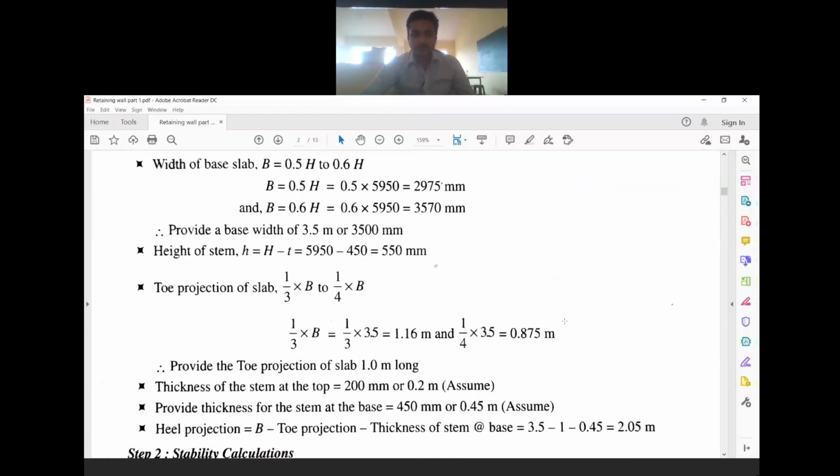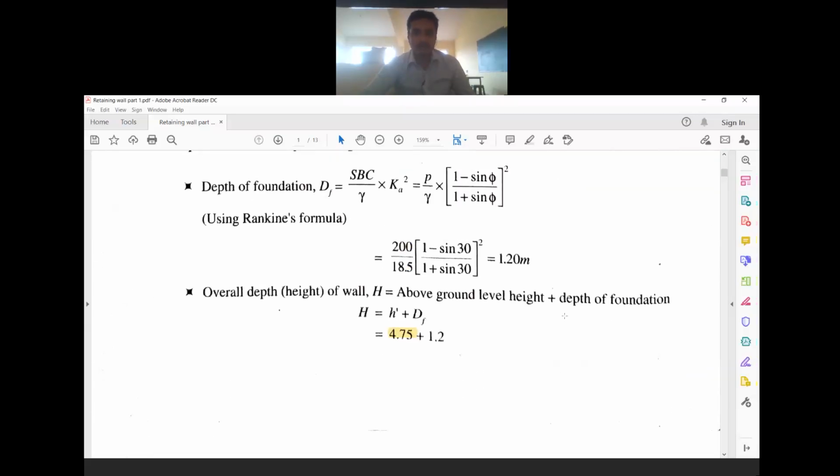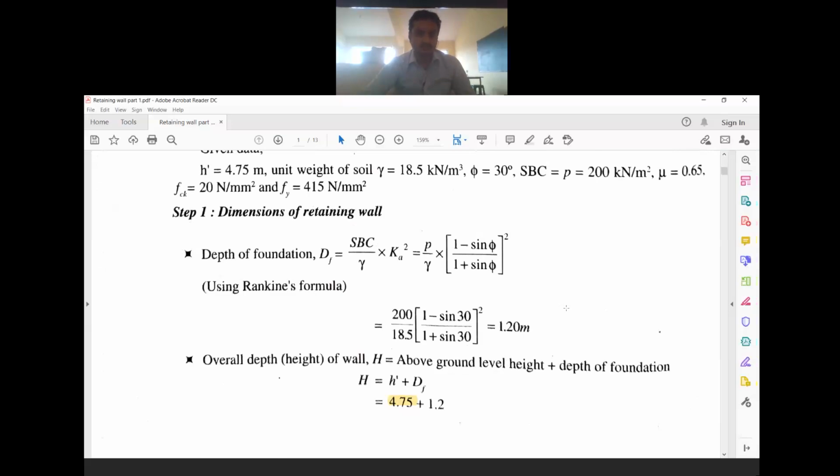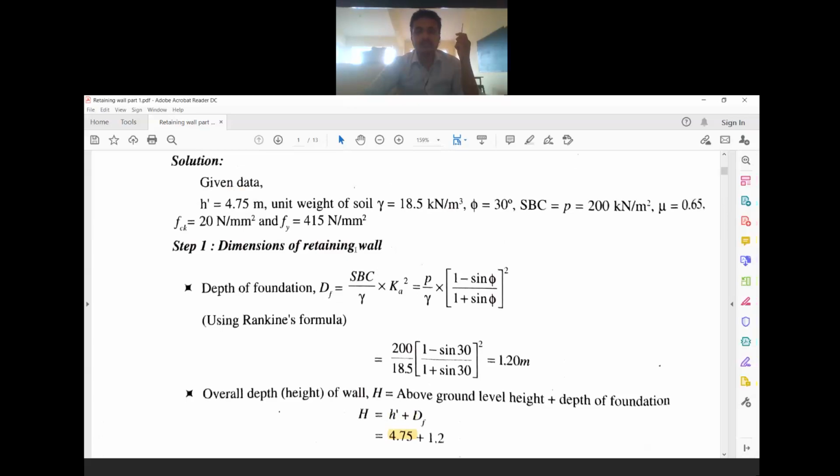To calculate the dimensions of the retaining wall, you should follow these steps. First step, dimensions of retaining wall. First we shall understand what the given data are. H dash is given, that means 4.75, the height of the retaining wall above the ground level. That means there is some portion of the retaining wall which is below the ground level.